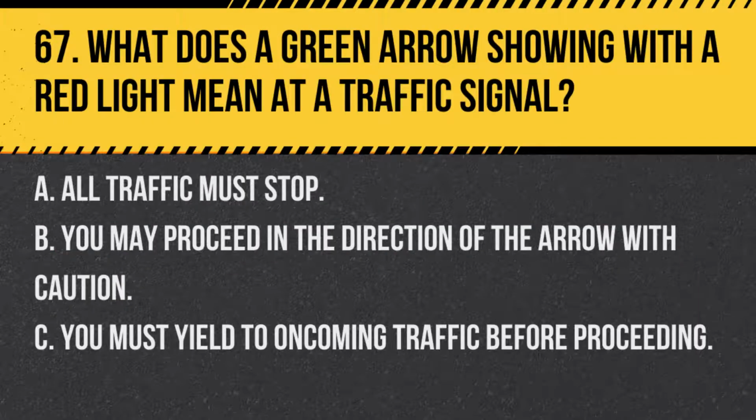Question 67. What does a green arrow showing with a red light mean at a traffic signal? A. All traffic must stop. B. You may proceed in the direction of the arrow with caution. C. You must yield to oncoming traffic before proceeding.